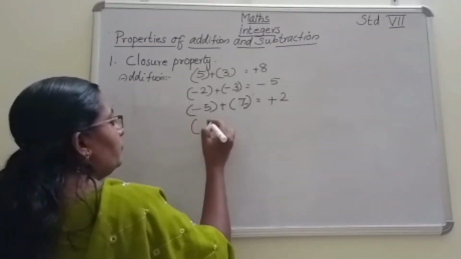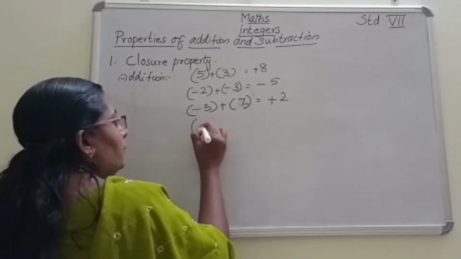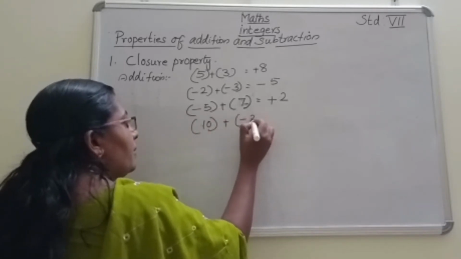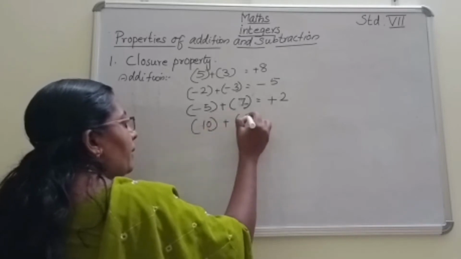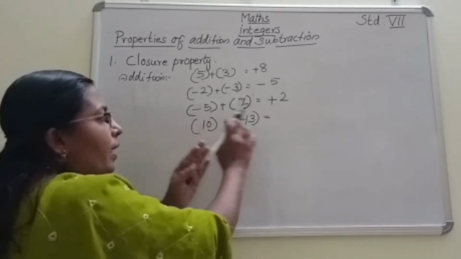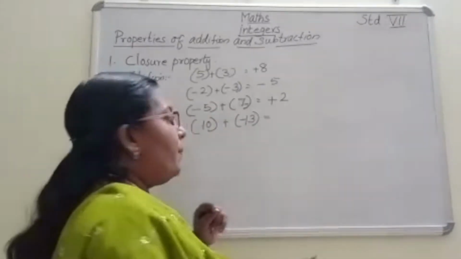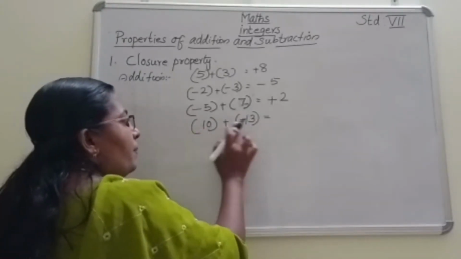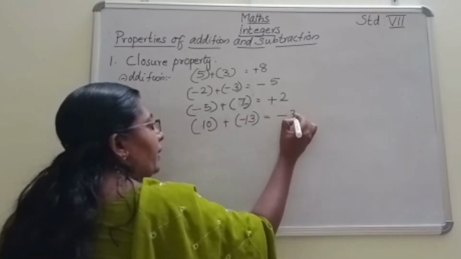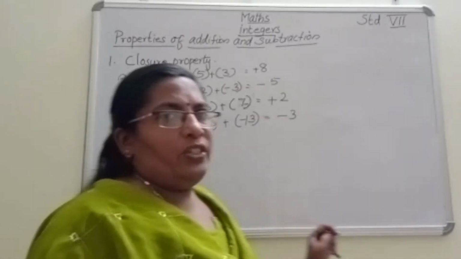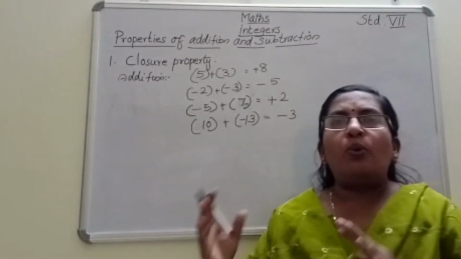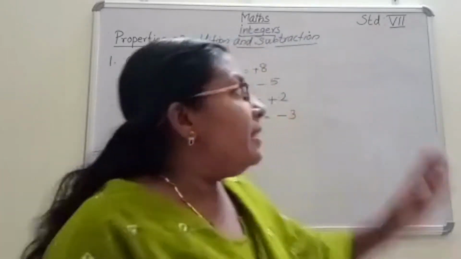Next is 10 plus -13. Here one is positive, another one is negative. So, greater number sign, minus, and subtract the numbers. 13 minus 10, 3. -3 is an integer. So, when we add any two integers, we will get an integer.